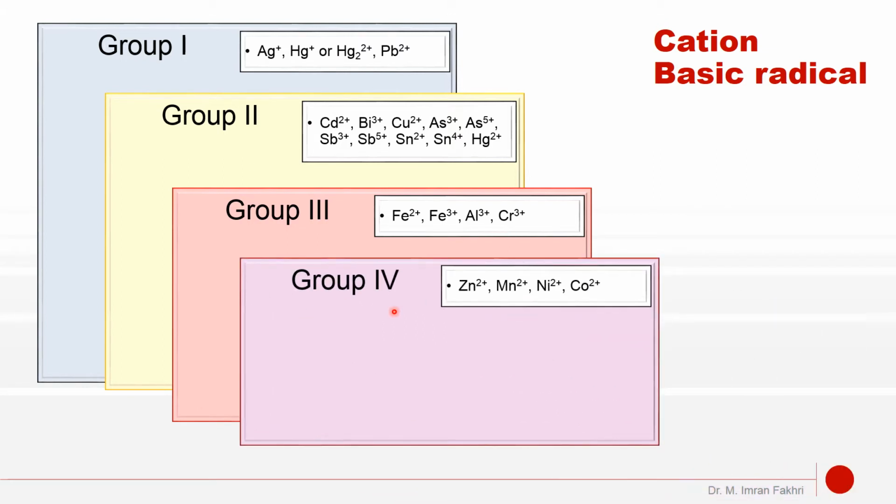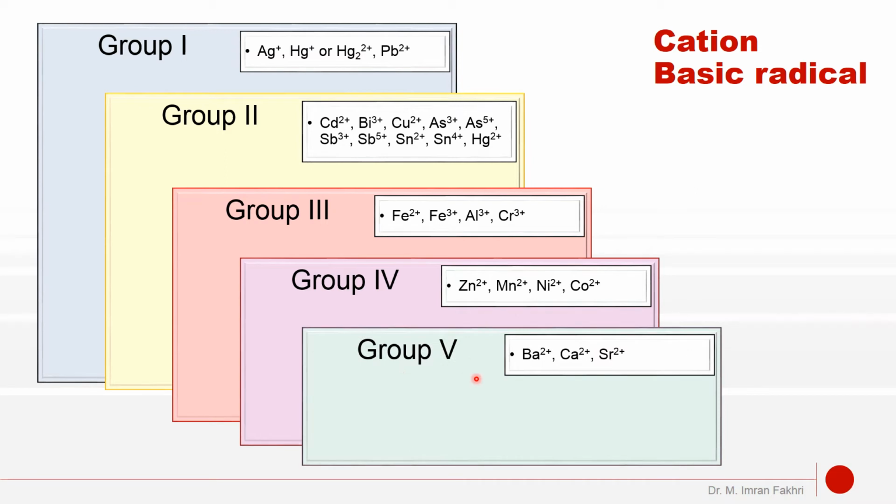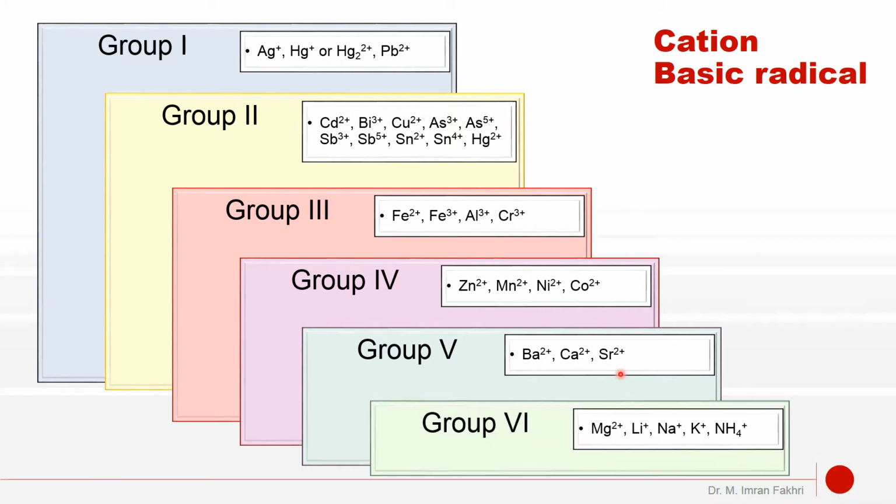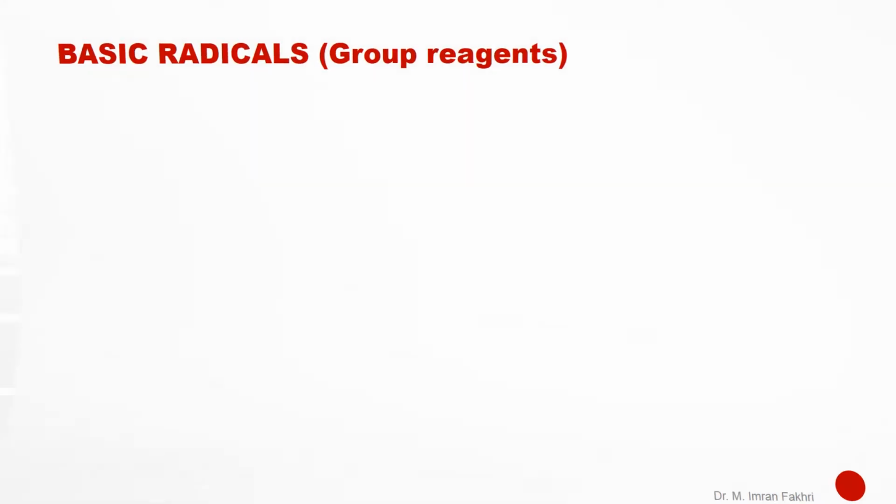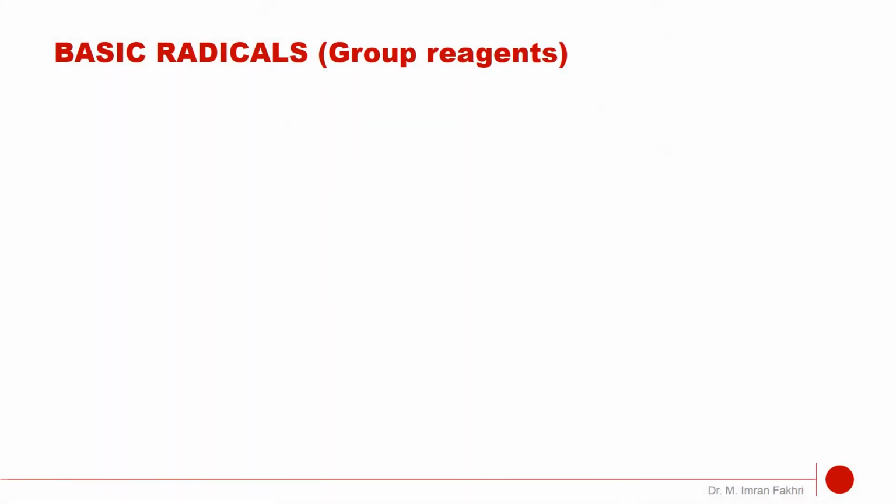We have group 4, in which zinc, manganese, nickel, and cobalt ions are present. In group 5, barium, calcium, and strontium are going to be detected. And in group 6, we are going to identify magnesium, lithium, sodium, potassium, and ammonium ions. Basic radical group reagents.